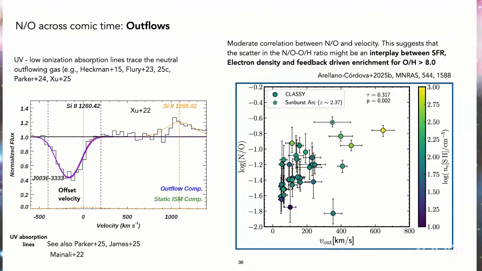I have here also one of the galaxies, Sunburst Arc, that seems to follow this relationship. Its outflow is also determined using UV lines. One thing I would add is that I also compared with density here. This means that the dispersion is probably an interplay between the star formation rate, electron density, and feedback.